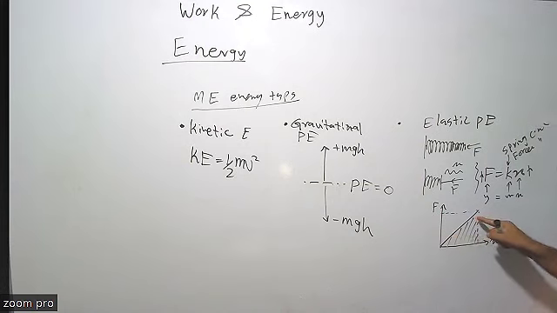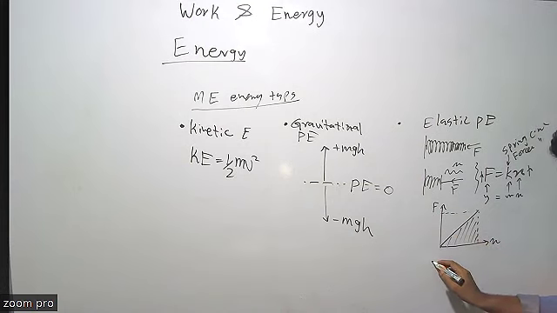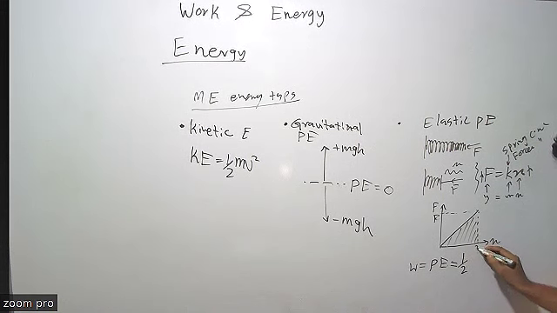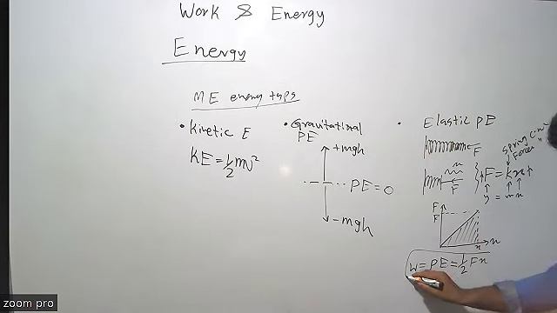So how do we find this work? This work is stored as potential energy. Then this is equal to half this value F, this value x. This is the area of a triangle, half F x, right? So this is one of the equations to find potential energy.